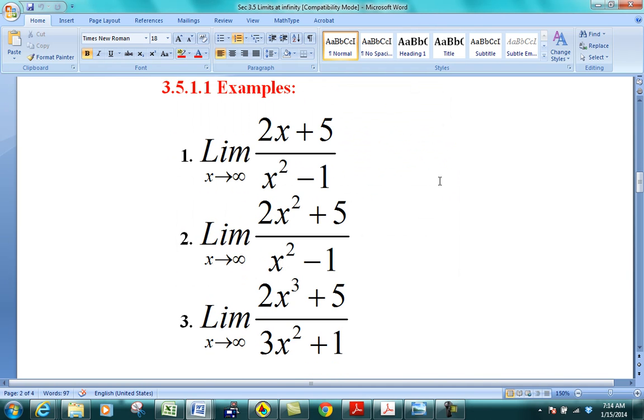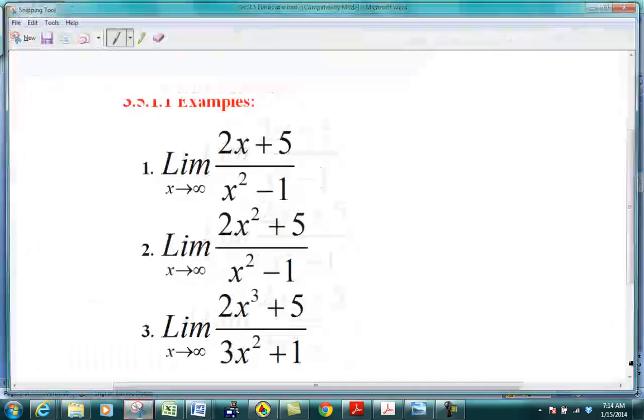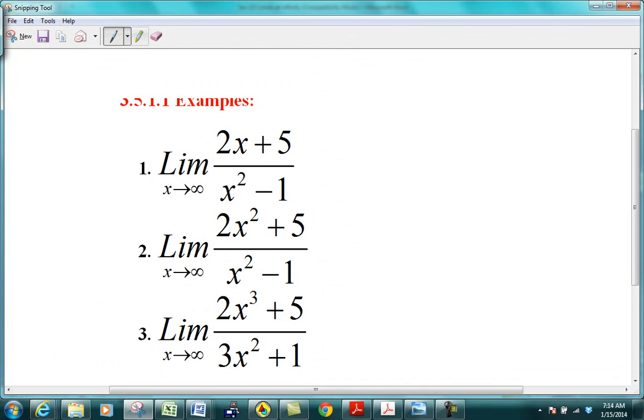Here are 3 examples, and all 3 pertain to the 3 rules that we just talked about. If you take a look at example 1, the degree of the numerator, that's this guy here, is 1. The degree of the denominator is 2. And therefore, from the first rule, the limit is going to be equal to 0.